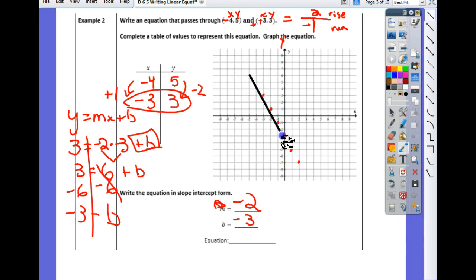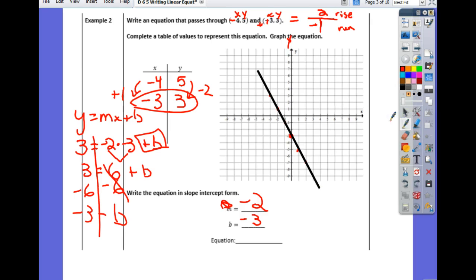What am I missing? I'm not quite 100% done. What do I need to do? The most important part. Yes, write my equation. What is my final equation? Y equals negative 2x minus 3.